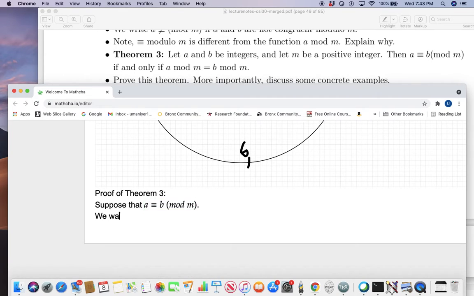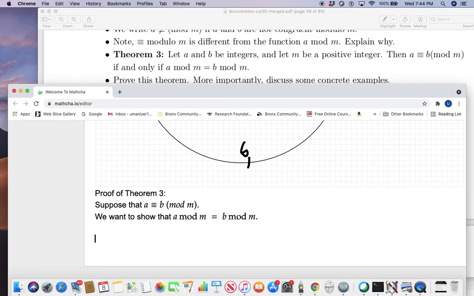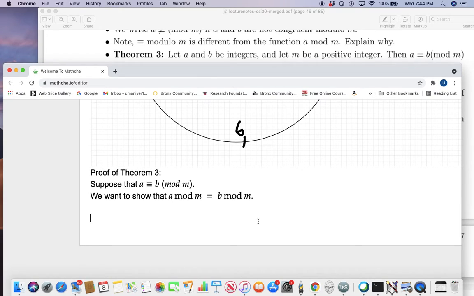We want to show that a mod m equals b mod m. What does this mean? This means the remainder when a is divided by m is equal to the remainder when b is divided by m. We know that a is congruent to b modulo m. All right. Now, so let's see.